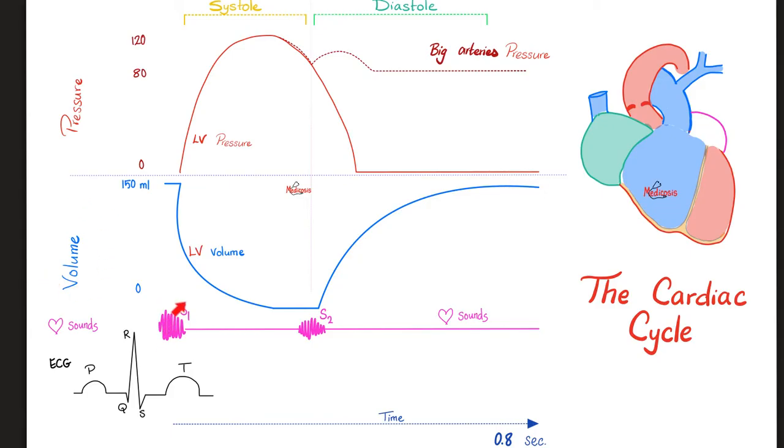S1, closure of the mitral and tricuspid valves. When do they close? Just before systole, just before blood leaves the ventricle and goes to the outside. These two valves close to prevent the backflow of blood from the ventricle to the atrium. How about S2? Closure of the aortic and pulmonic valves. When does that happen? Just before diastole, just before my ventricle fills with blood, to prevent the backflow of blood back to the ventricle.